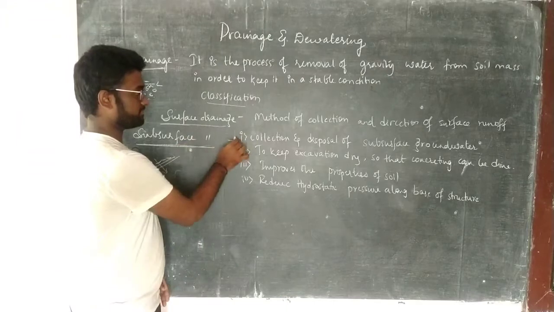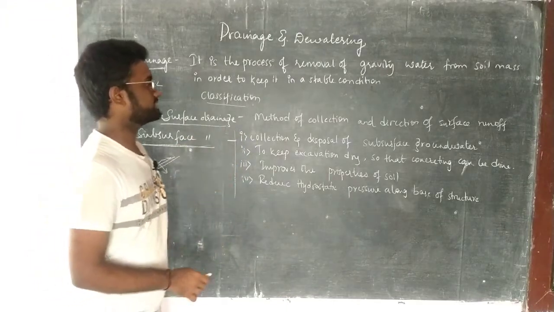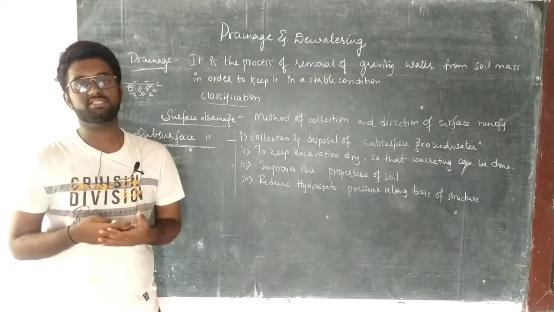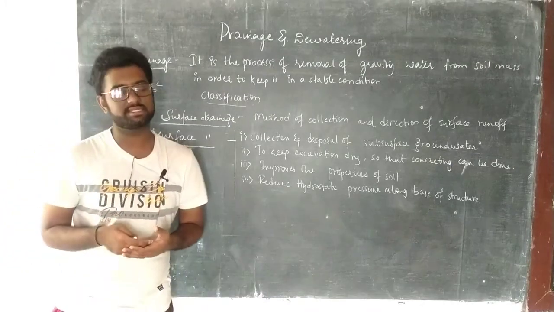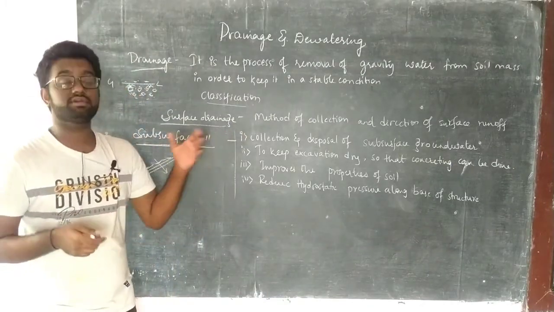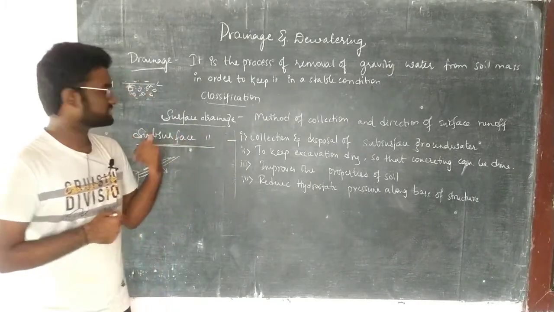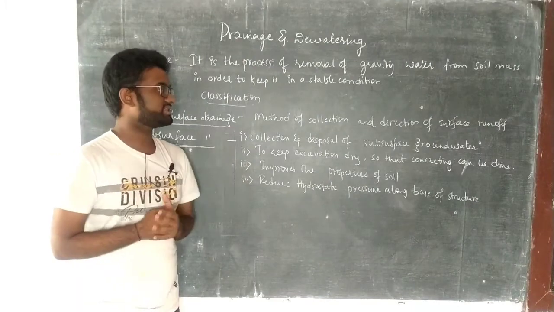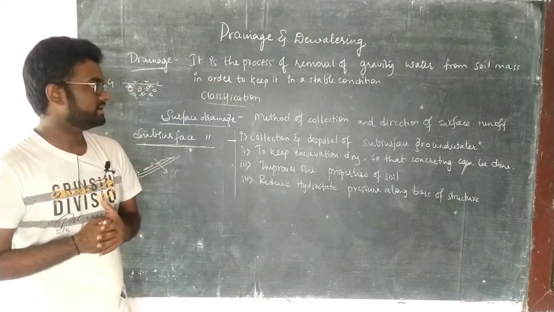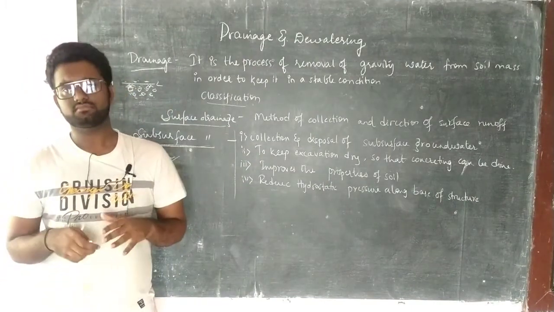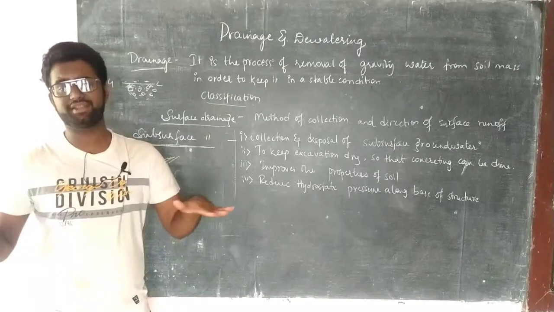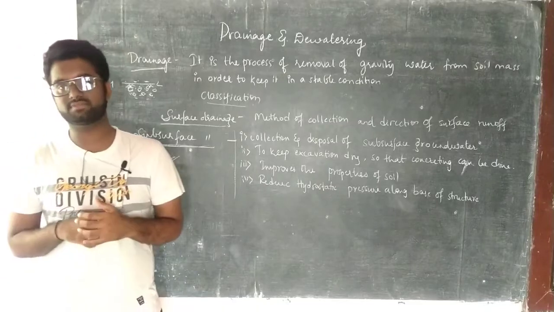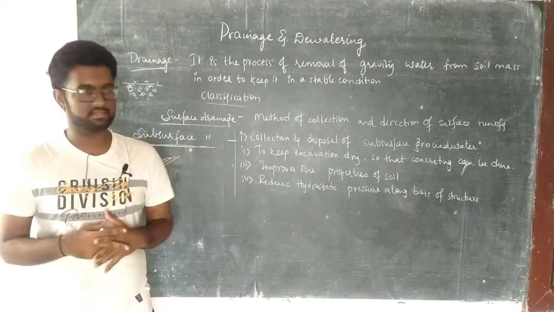So coming to the first one, that is collection and disposal of the subsurface groundwater. The water which is present beneath the surface is subsurface groundwater. In order to collect and dispose of it, this subsurface drainage has to be excavated. Second one is to keep the excavation dry so that the concreting can be done. In order to do the concreting on the upper surface of the soil mass, we have to dig the subsurface drainage in order to make it stable enough.